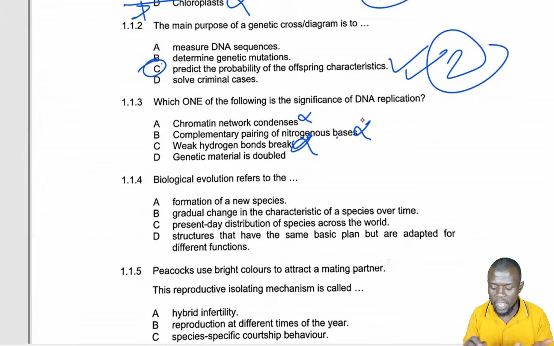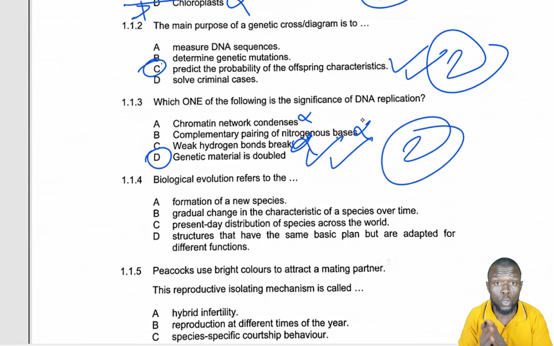The most correct answer is the only option which is remaining, and they're saying that the genetic material is doubled. You double the genetic material so that when the cell divides, each cell must have an equal amount of the genetic material. That's the function of DNA replication, so that it can bring about the multiplication of this DNA, so that during the division of the cell, the genetic material can be equal in each cell. So the answer becomes D, the most correct answer, and you get those 2 marks.